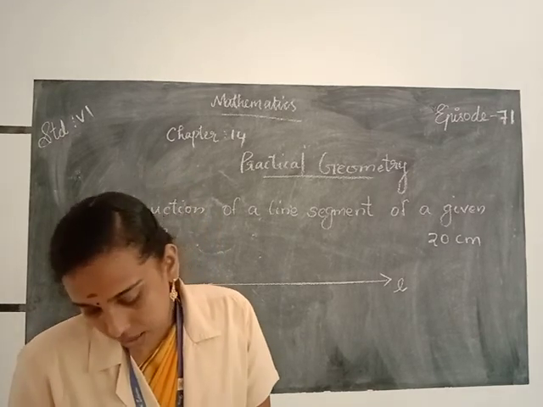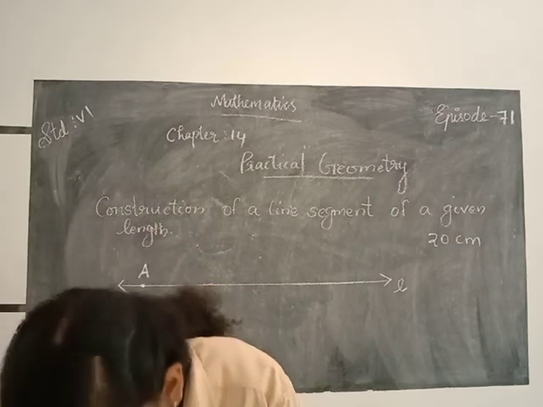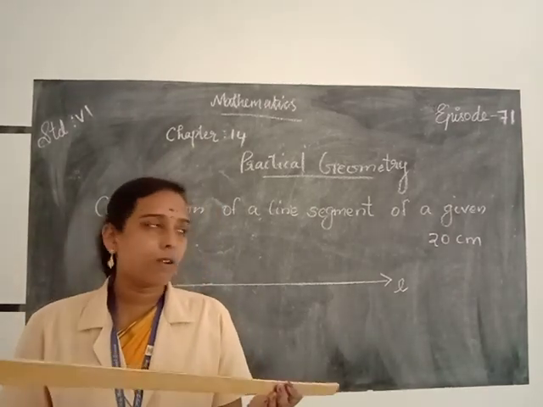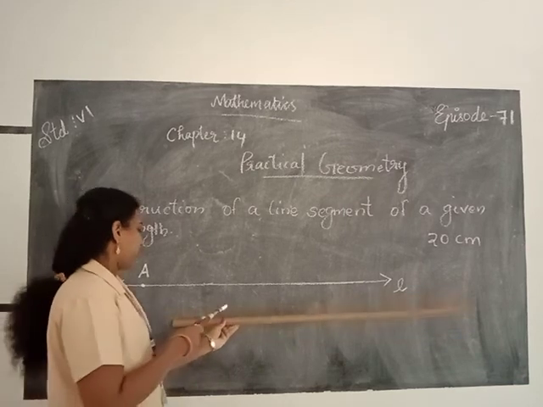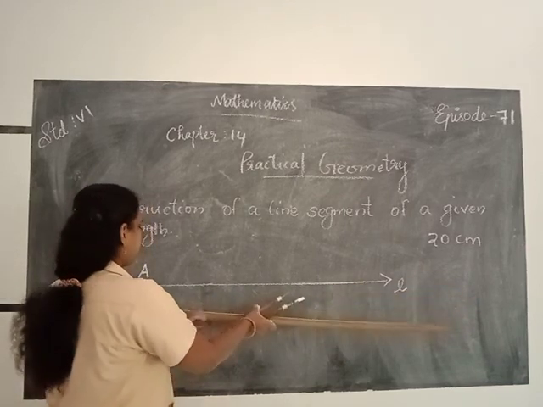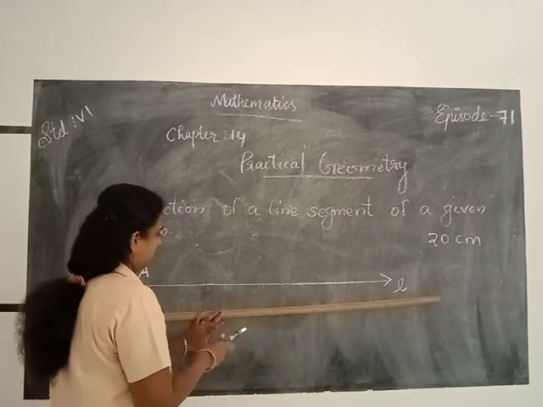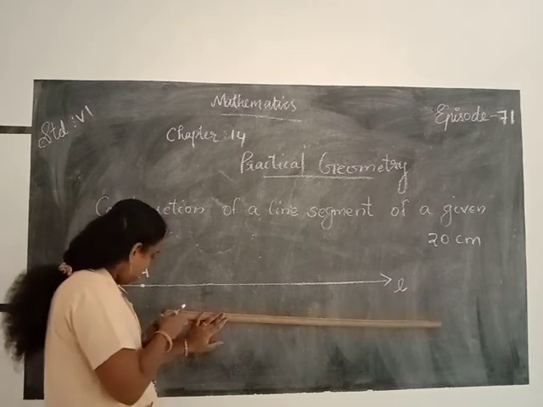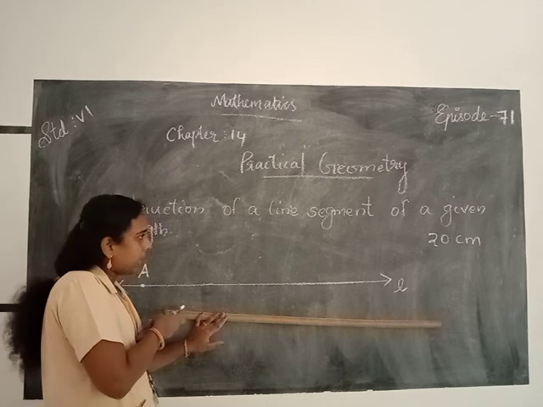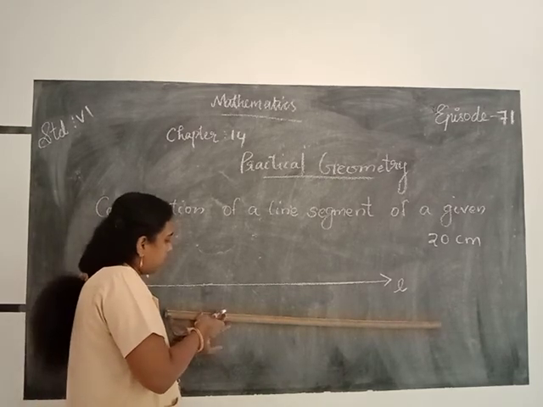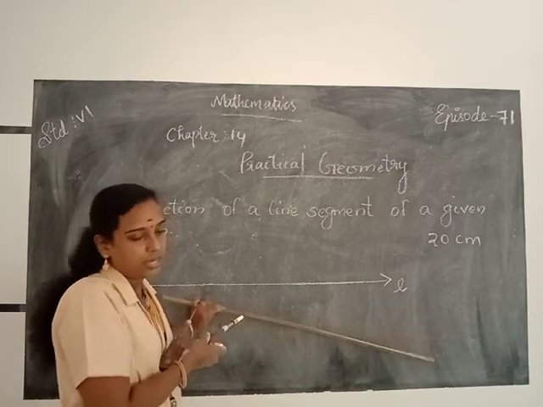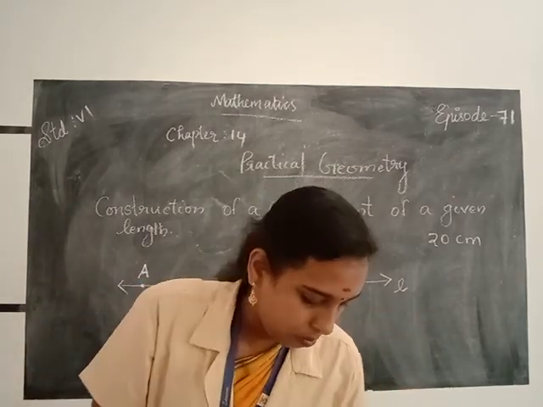For that, place the compass. The compass point is placed on the 0 mark of the ruler. So take your ruler, then point the compass on the 0 mark of the ruler. Then take 20 centimeters on the compass.